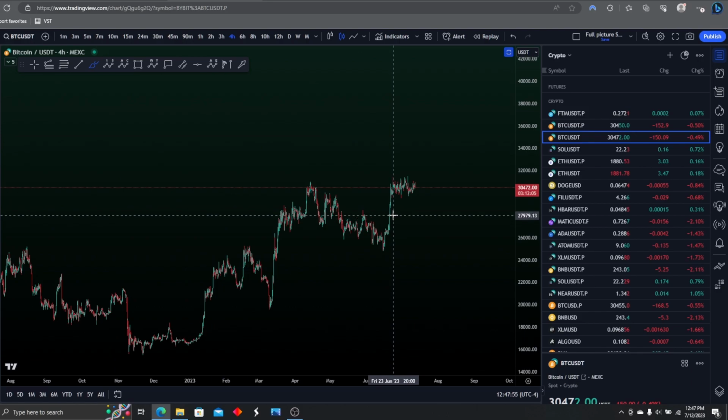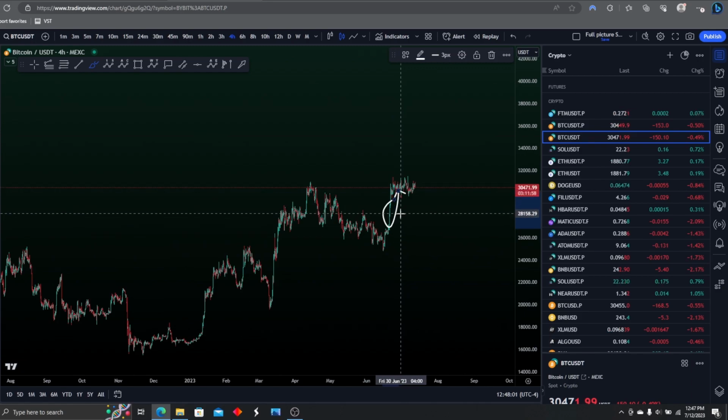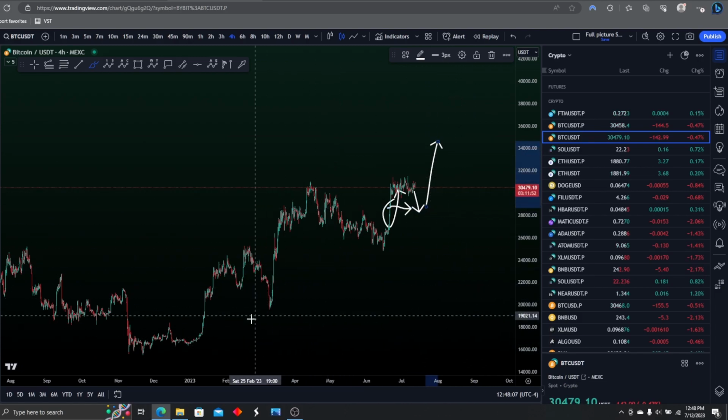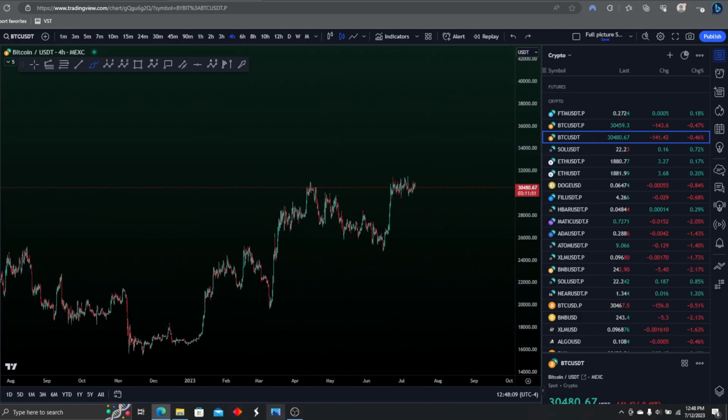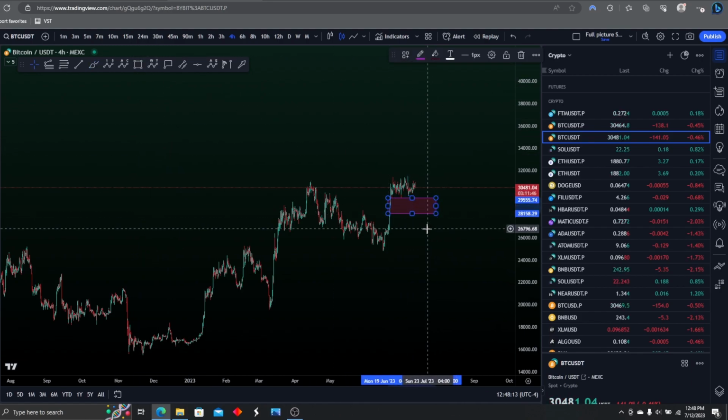This, in my opinion, and probably everyone's opinion, needs to get swept right here. Somehow, some way, we need to dig into this and then we can go. My issue is, it's so freaking obvious. I don't think that market makers are going to just make it that easy, because everyone's playing this. If everyone's playing it, how are they making money? They're not.